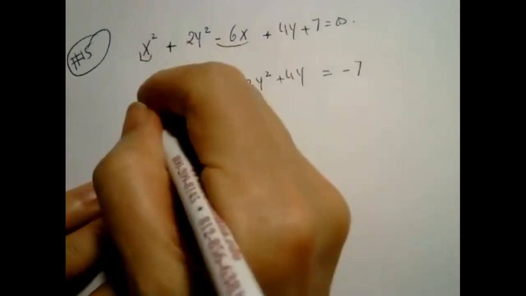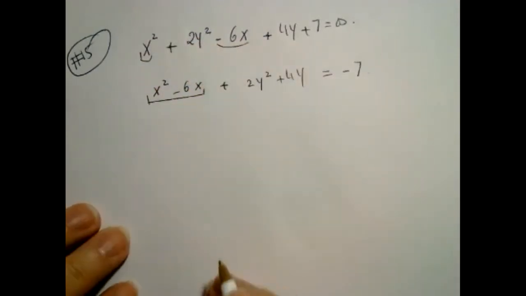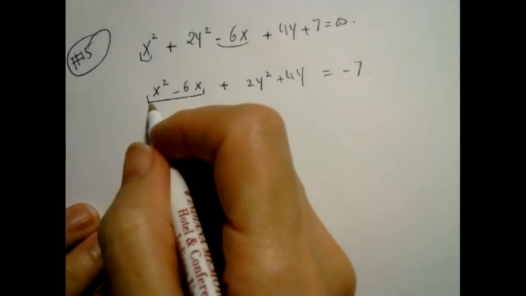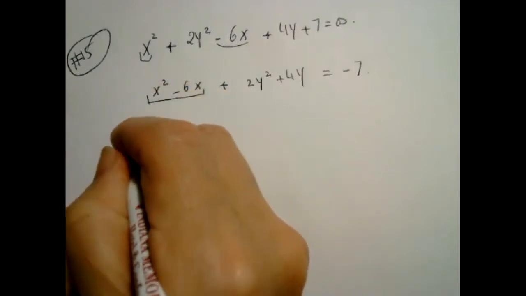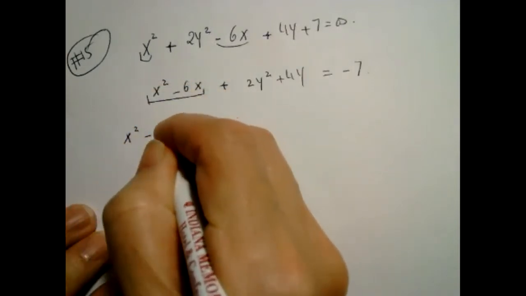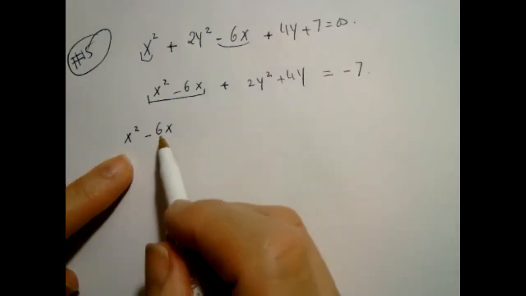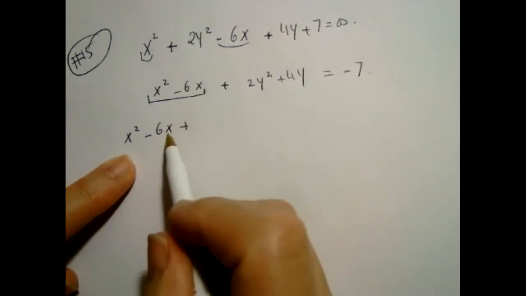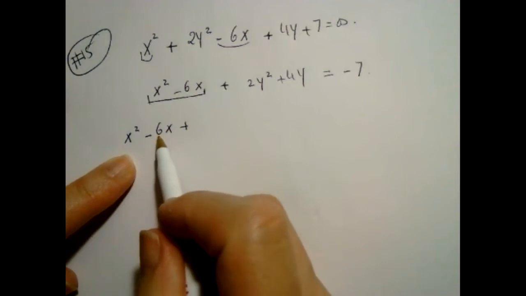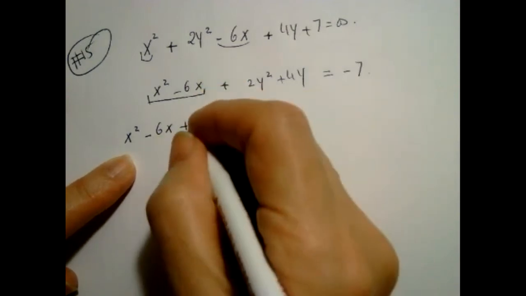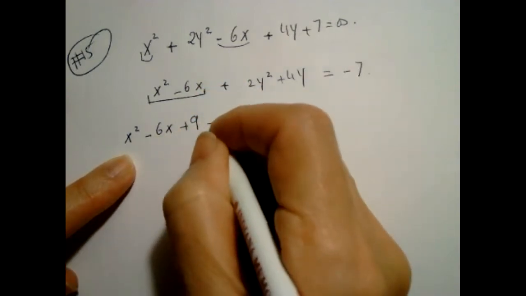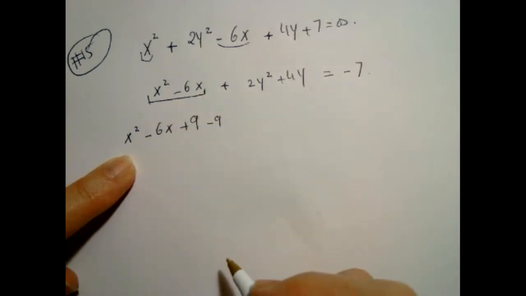All right, so x squared minus 6x. I want to complete the square here. Okay, so it's x squared minus 6x. To complete the square, I have to add, okay, x is multiplied by 6, 6 divided by 2 is 3. I square it, and I add it, and subtract 9. So I took care of this piece.